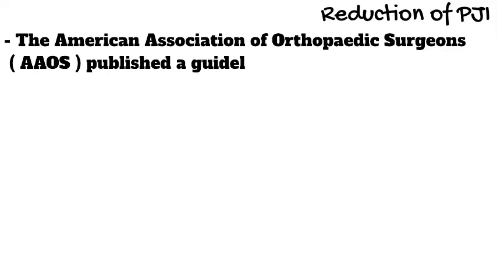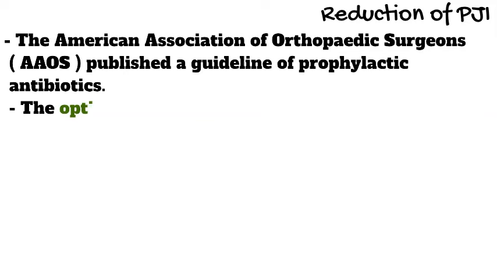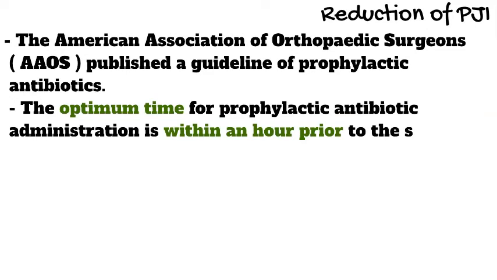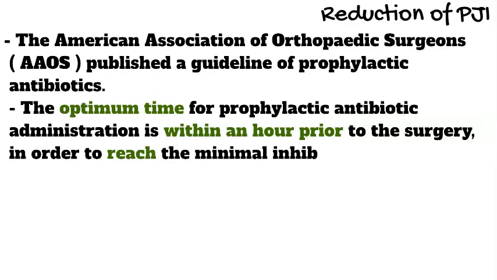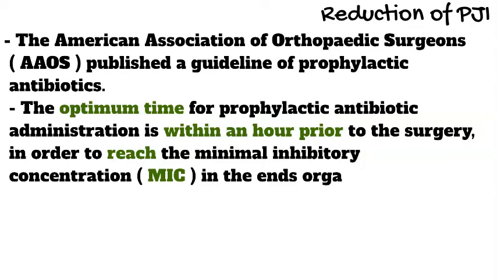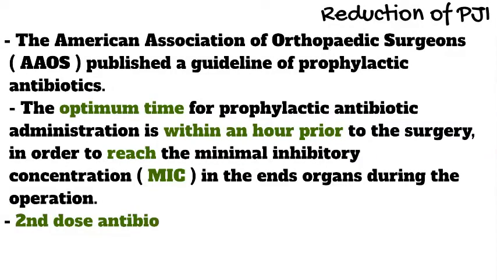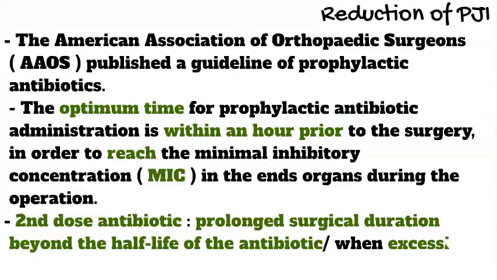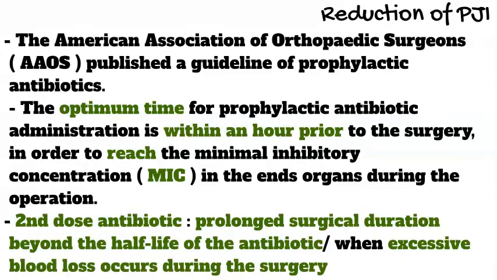The American Association of Orthopaedic Surgeons (AAOS) published guidelines on prophylactic antibiotics. The optimum time for prophylactic antibiotic administration is within an hour prior to the surgery in order to reach the minimal inhibitory concentration (MIC) in the end organs during the operation. The second dose of antibiotics is given in prolonged surgical duration beyond the half-life of the antibiotic or when excessive blood loss occurs during the surgery.